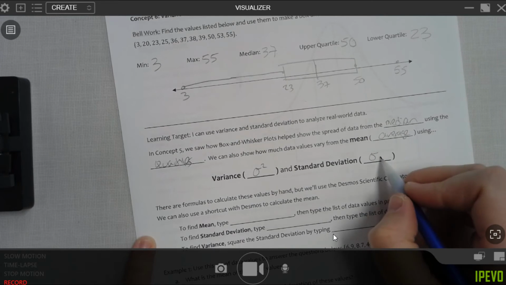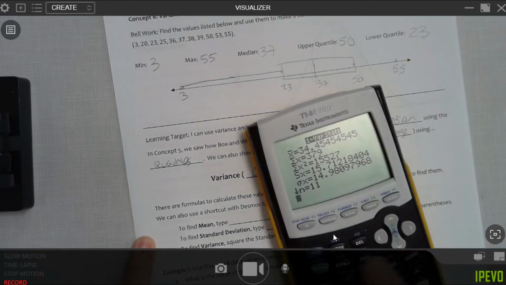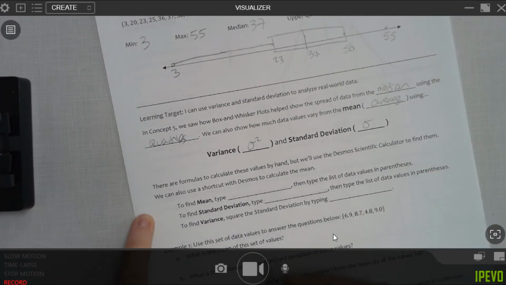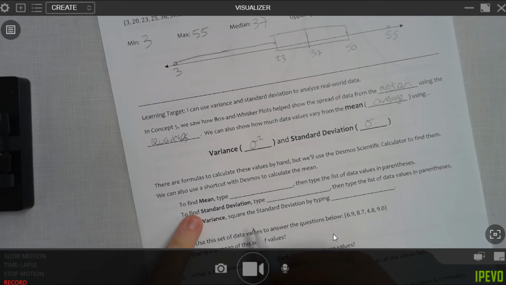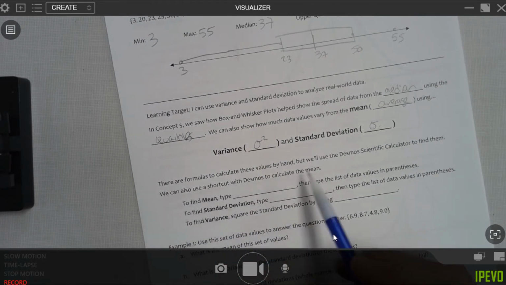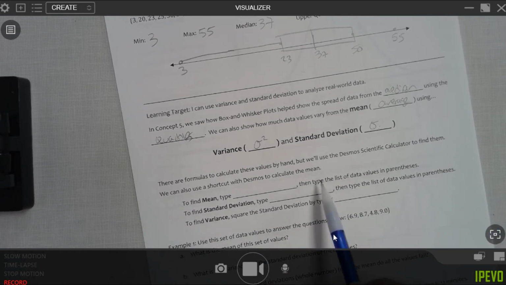So this is called a sigma here, and sigma squared. So this was your sigma. See that little circle, the sigma? That's why the sigma goes with standard deviation. To find mean, let's see. There's calculators to calculate these by hand, but we'll use Desmos scientific calculator to find them. So we have a shortcut to calculate the mean.